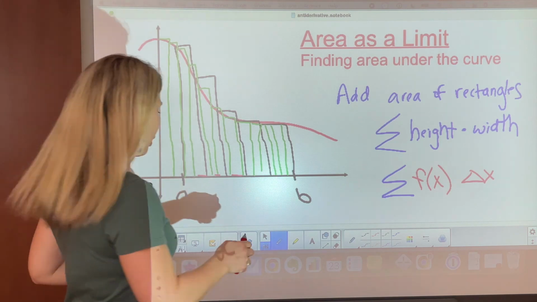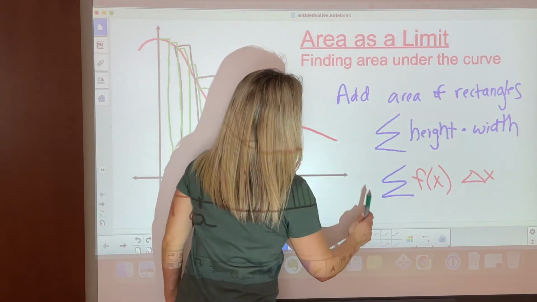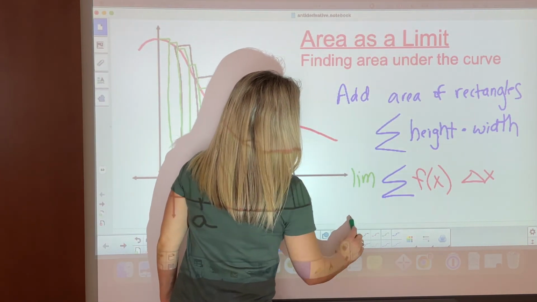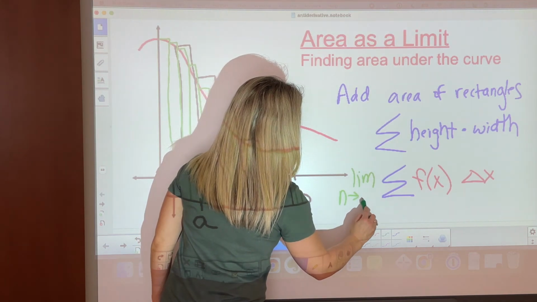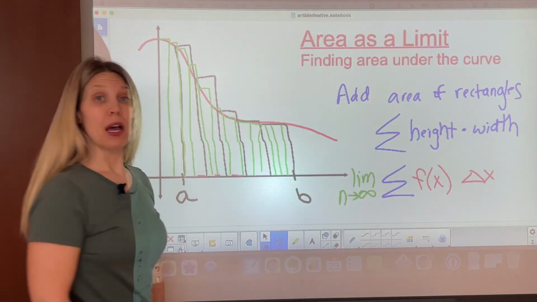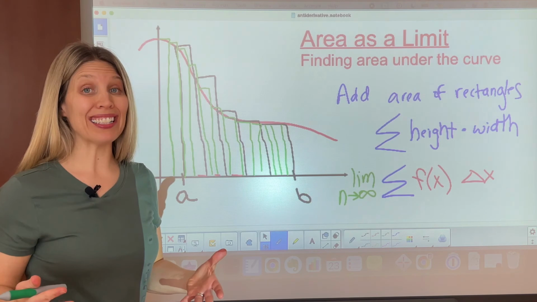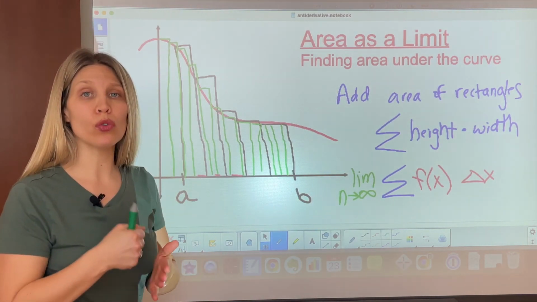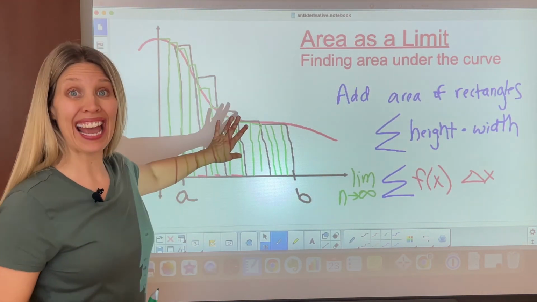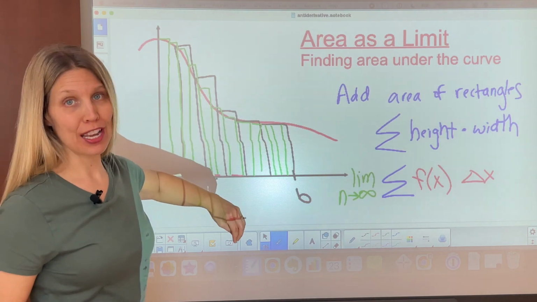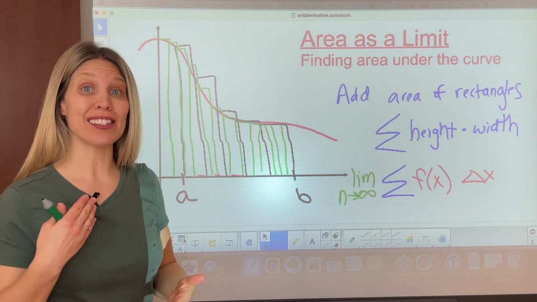hopefully you're getting light bulbs. So we want the limit as the number of rectangles goes to infinity. Because the more and more rectangles we have, the closer and closer we will get to the actual area under the curve. That's why up here it says area as a limit.